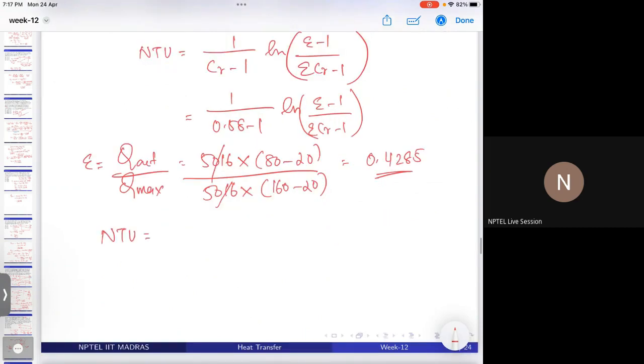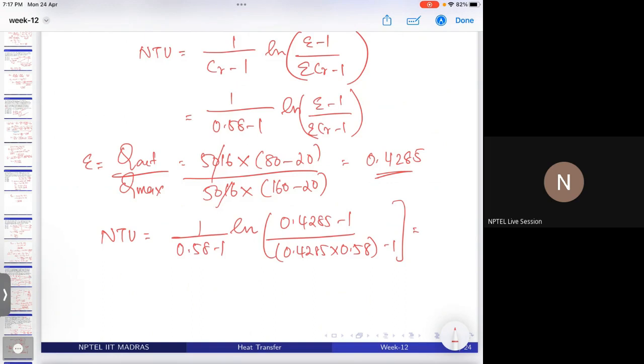So just substitute here. NTU is equal to 1 over (C_R minus 1) times ln of ((epsilon minus 1) divided by (epsilon C_R minus 1)), with C_R 0.588 and epsilon 0.4285. If you solve this, you will get the NTU around 0.651. You can solve this later. So now you got the NTU.